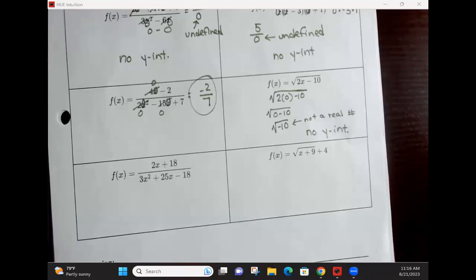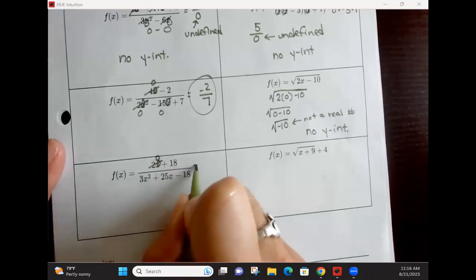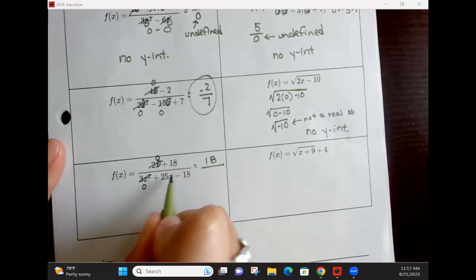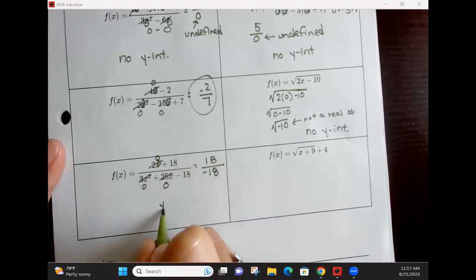Do these last two have y-intercepts? Yes. They both did. On the first one, when I plug in 0, I have 0 plus 18 on the top. And on the bottom, this is 0, this is 0, -18 on the bottom. So our y-intercept would be -1.